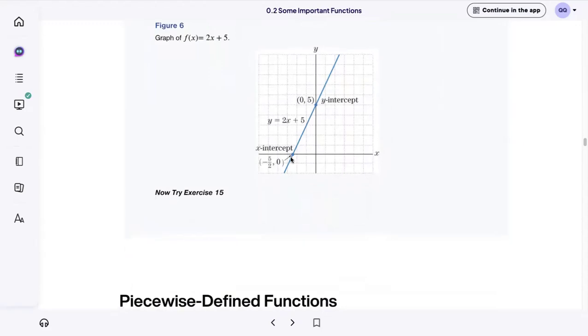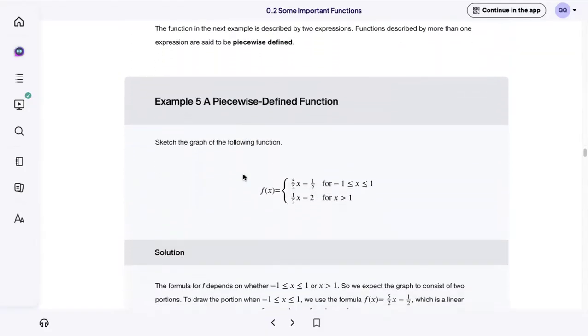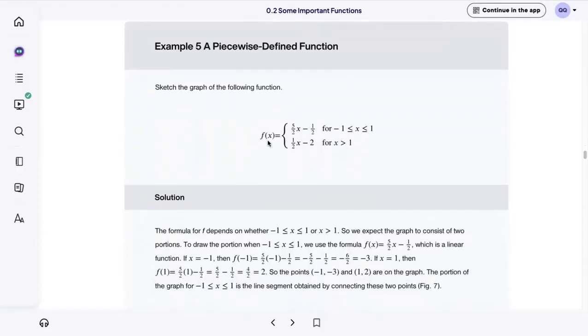If we know the x-intercept and y-intercept, we can graph the linear function. Now a piecewise defined function means one function acts differently in different domains. So what is this saying? When the x value goes from -1 to 1, let's graph it. Maybe this is x equals -1, this is 1. In this domain, the function acts as this. We can graph this.